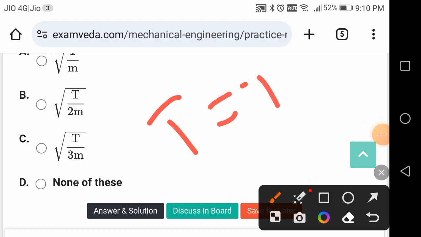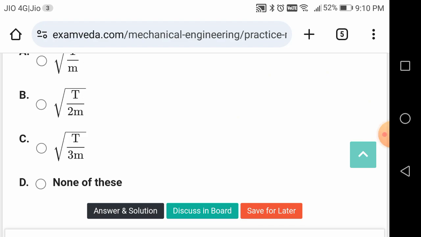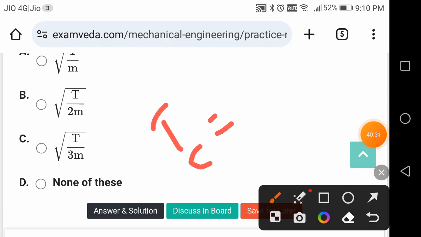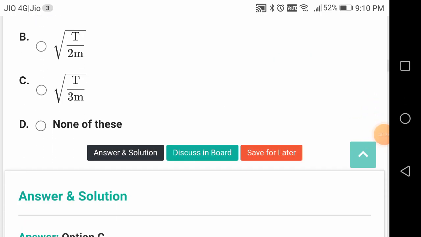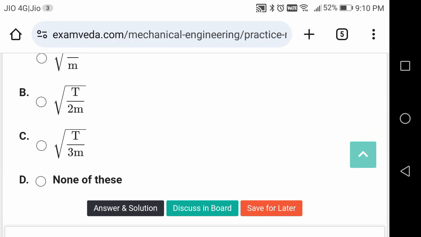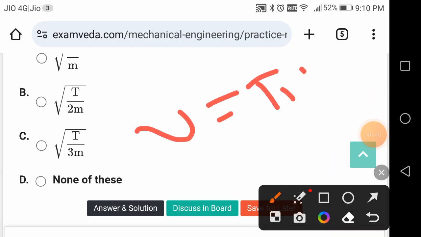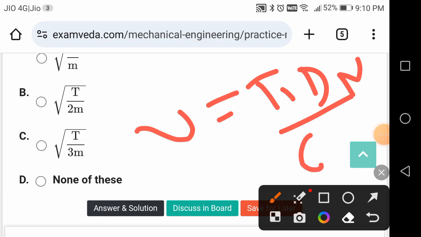Total tension is equal to T1 plus TC. T1 is the tension in the tight side and TC is the centrifugal tension. TC is equal to mv square. m is the mass per unit length of the belt and v is the tangential speed of the belt, which is given by pi d n by 60, where d is the diameter of the pulley and n is the rotational speed of the pulley.